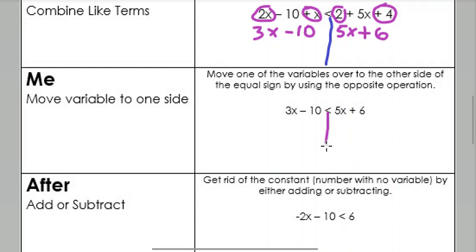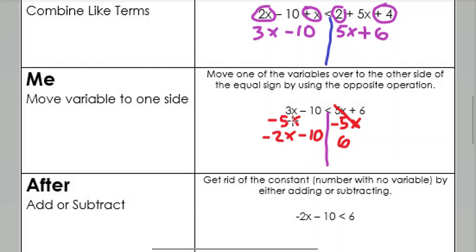I'm still going to have my wall here, and I'm going to move one of my variables over, so all my variables are on one side. So we want to do the opposite operation. If I want to move this 5x over to the left, I have to do the opposite. This is a positive 5x, so the opposite of that would be a negative 5x, to get rid of it on this side and leave me with 6. And whatever I do to one side, I have to do to the other side. So 3x minus 5x will give me negative 2x. And then I can just bring down that minus 10.